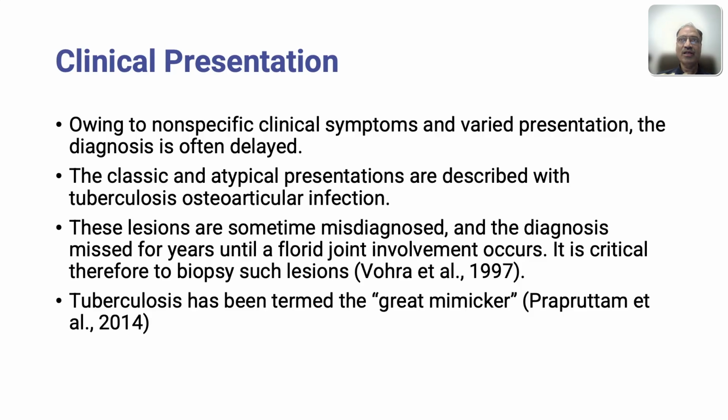Because it's a chronic infection, the presentation and classical symptoms would be highly varied. Because of the low-grade infection, it's easily missed by the physician and orthopedic surgeon. The classic and atypical presentations are both common, and tuberculosis is a great mimicker of anything. So if we are going to talk about tuberculosis, we always have to keep it as a differential diagnosis for any bone and joint involvement.